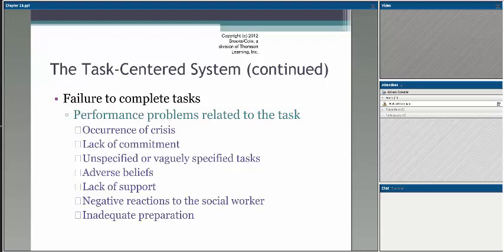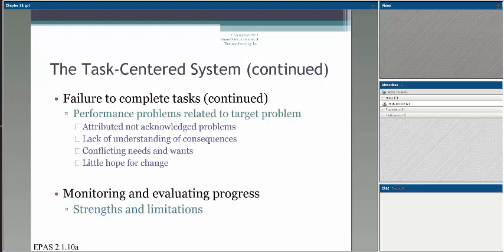Are there adverse beliefs? Is there a set of beliefs that really are contrary to how we want that child to act? Inadequate preparation. Did we jump in too soon? Did the social worker overreact? And the occurrence of a crisis. Was there a crisis that drove this thing to cause us to fail? Or was there something else behind that? So these are things that we need to think about too as we are utilizing the task-centered methodology.